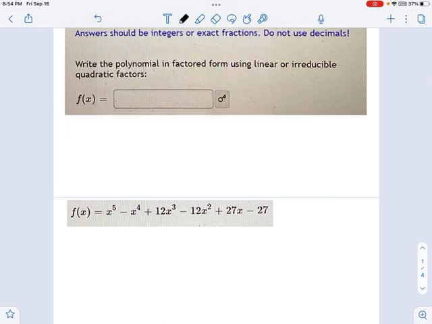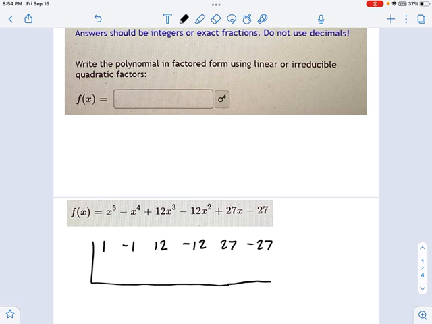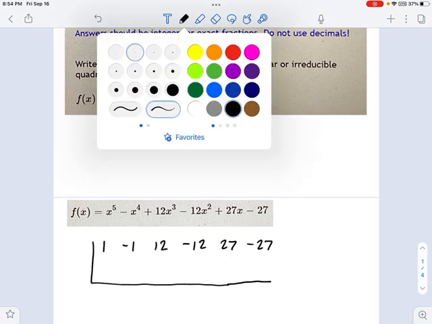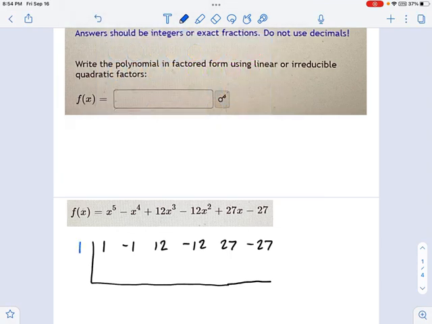So I'm going to set up my synthetic division bar, like so, and I have my coefficients of that polynomial, 1, -1, 12, -12, 27, -27. Okay, you can see those are the coefficients of these terms. And I'm just going to start with the first number on that list of P's and Q's that I looked at. We're going to start with the number 1, I think.